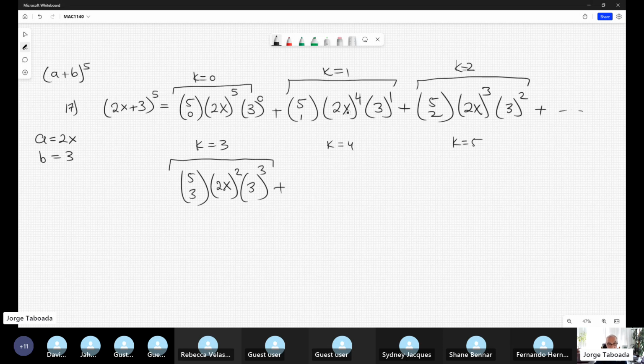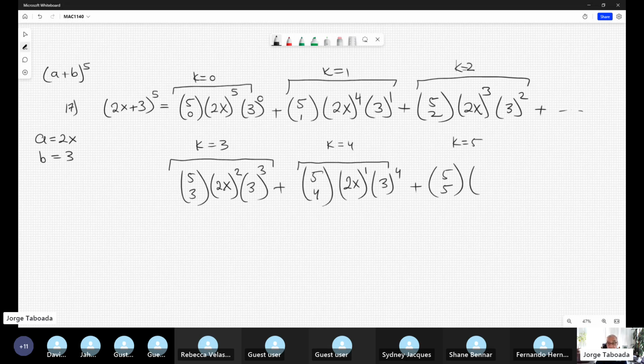For k4, plus combinatory number 5, 4, is 2x to the 1, because 5 minus 4 gives 1. And 3 to the 4th power because k is 4. Plus the last one, which is 5, 5, 2x raised to the 0, obviously, since it's 5 minus 5, and 3 to the 5. This is from k5.